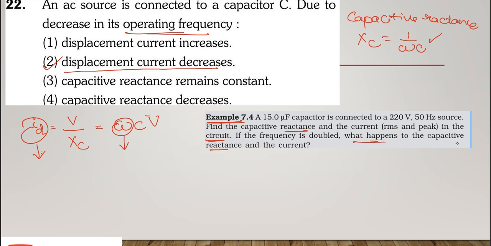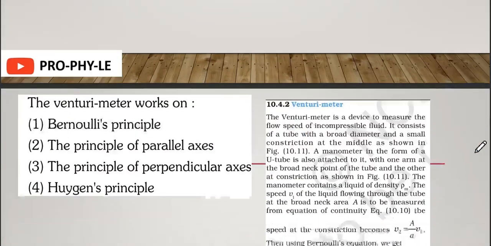In this case, frequency is increased, so capacitive reactance will decrease, and if they ask for current, current will increase. So if you know all the point-to-point examples in the NCERT, you can answer this kind of question very easily at NEET level.